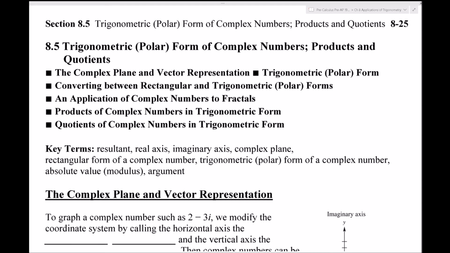8.5, together with 8.6, will serve as the vector treatment of the complex plane. So this is really an application of vectors. We're going to think of complex numbers as vectors, which is a direct extension of two-dimensional vectors like the ones we were seeing in 8.4. So if you understood the stuff from 8.4 very well, this is going to be pretty simple.